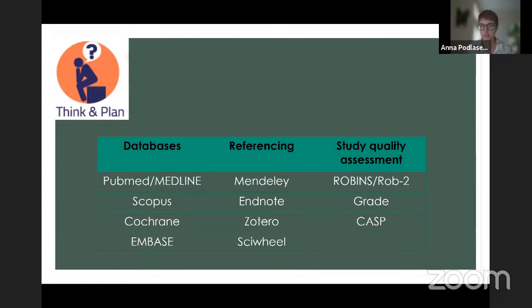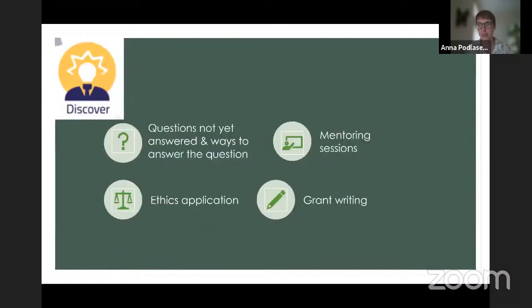So after this whole reading that can take much longer than you can expect, you can discover your question. So it is just this small bit of knowledge that is missing in what was reported or is not well proven. And then you can find a couple of ways how to best answer the question that you just posed. And I think crucial at this level, there are also mentoring sessions and a lot of discussions.